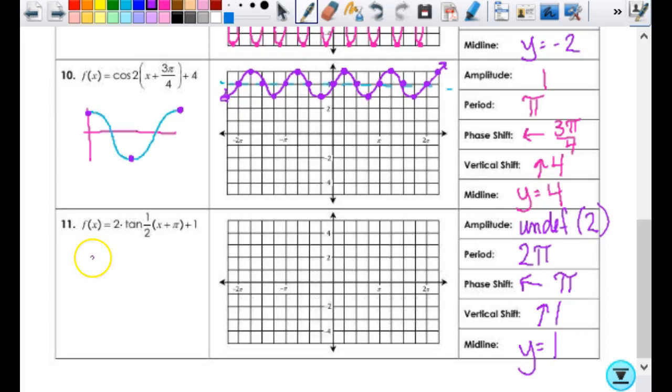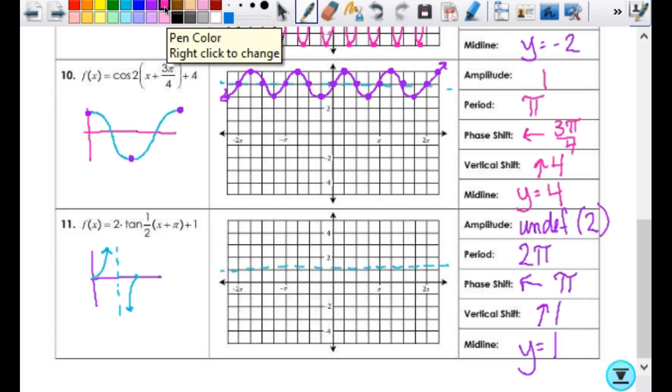For number 11, my tangent parent function looks like this. My midline is at y equals 1. So I'm here. Okay, so tangent starts at 0, 0. So because of the midline, this is my new 0, 0. And I have a phase shift. I have to go to the left pi. So I end up right here.